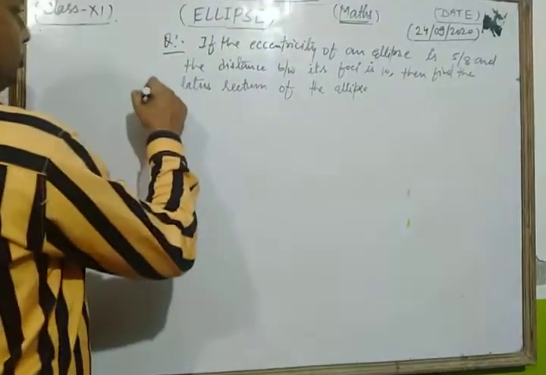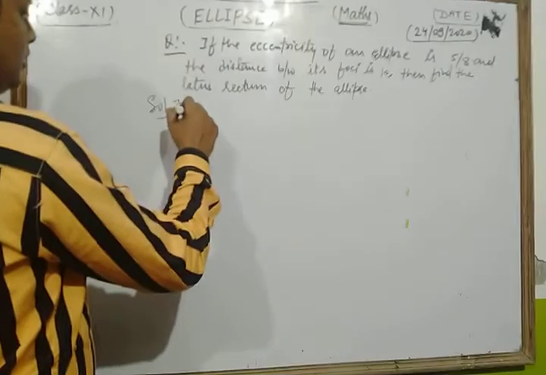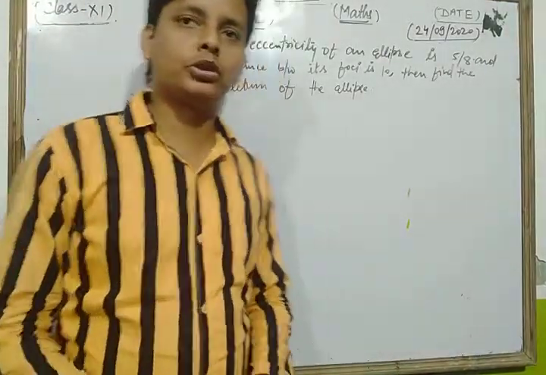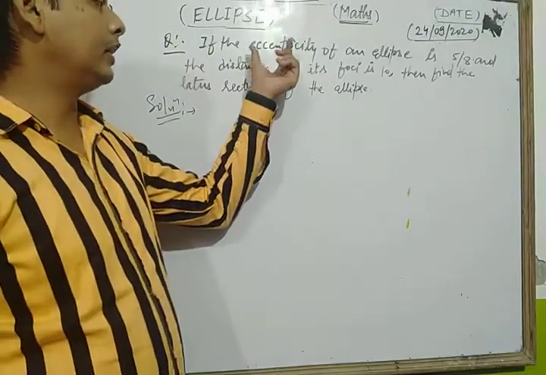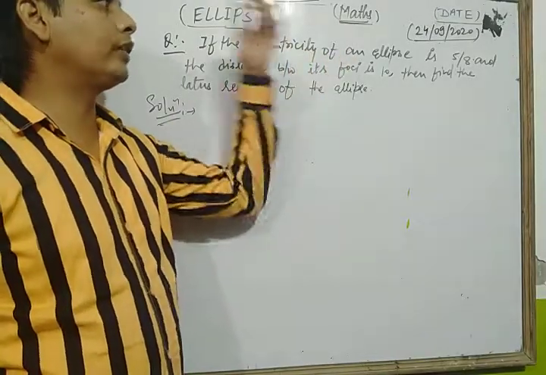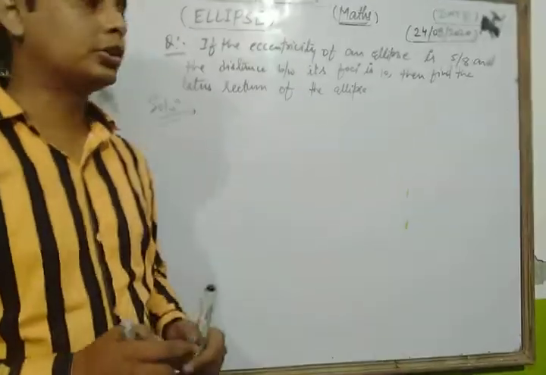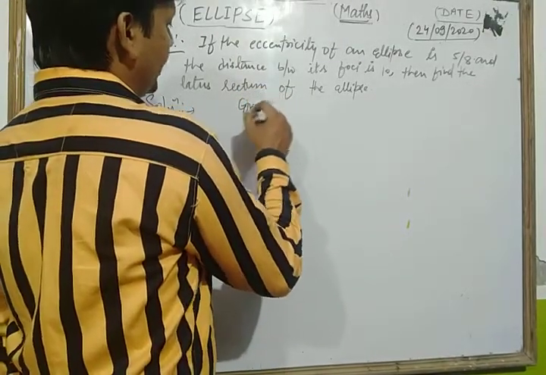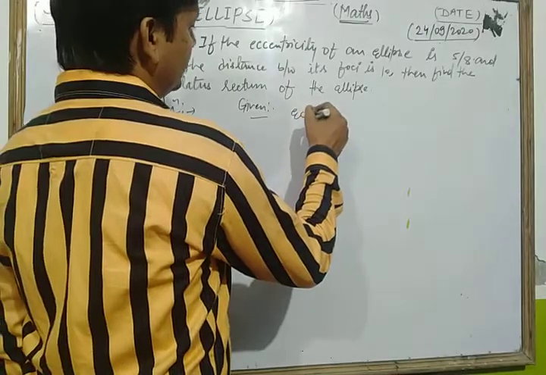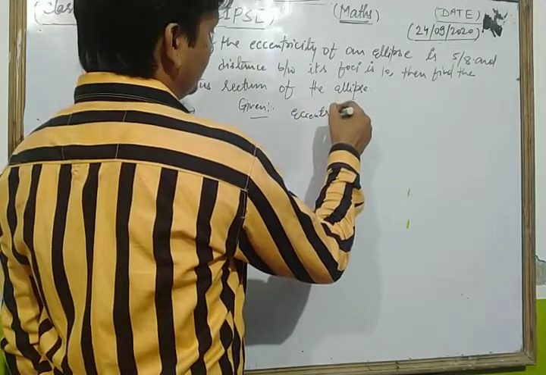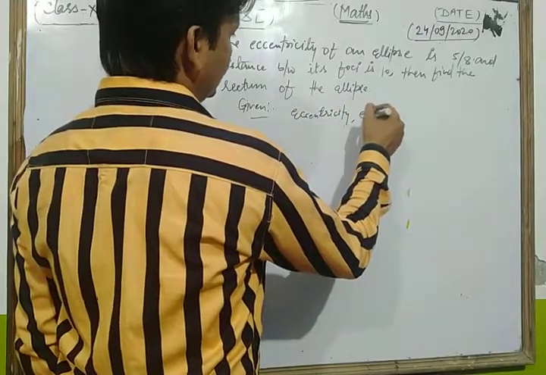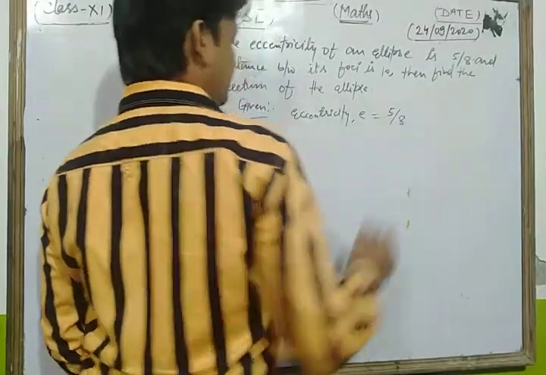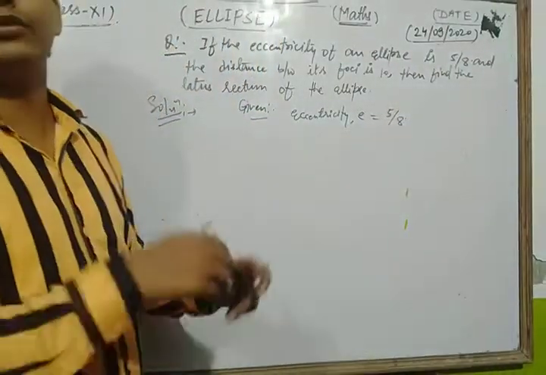Now let's see its solution. Look, dear students, in that question we have the eccentricity of an ellipse as 5 by 8. First of all we write the given value. Here the eccentricity, the value of e is 5 by 8.